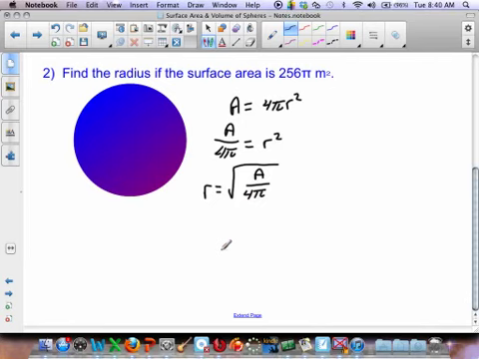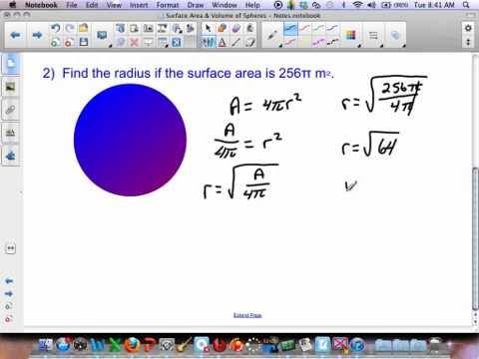Now before you freak out, let's just do this together. Now we have r. r is the square root, what was my A? 256 pi, divided by 4 pi, so what happens? Pi's cancel out. What's 256 divided by 4? So r is the square root of 64. So r is 8.